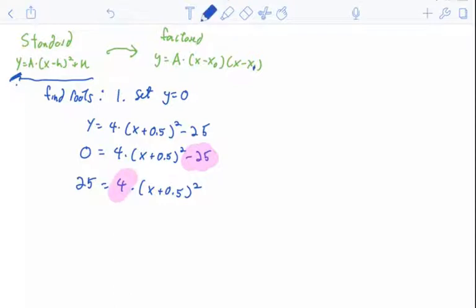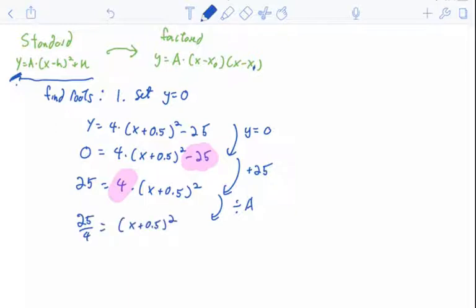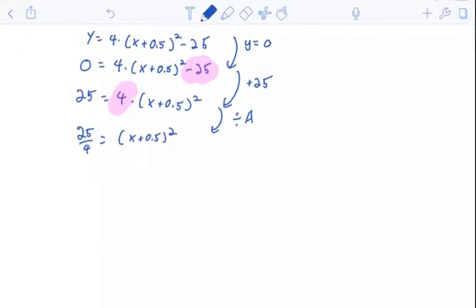All right, here, I'll just set y to equal 0 in the first step. Second step, I added 25 to both sides. I'm moving that constant over to the left-hand side. I'm moving k over to the left-hand side. The next step, I'm going to divide both sides by a, that expression. Okay, so it's 25 over 4 is equal to x plus 0.5 all squared. And if you want to write that out as a decimal, you can. The next step here is I'm going to take the square root of both sides.